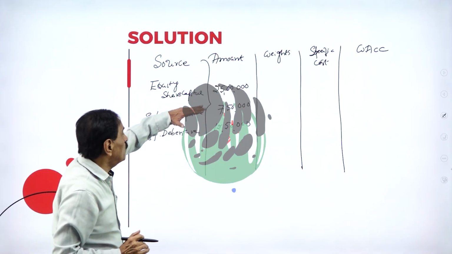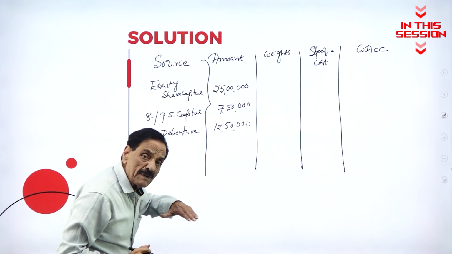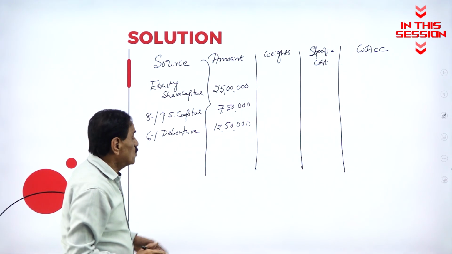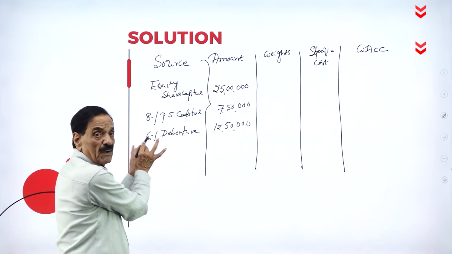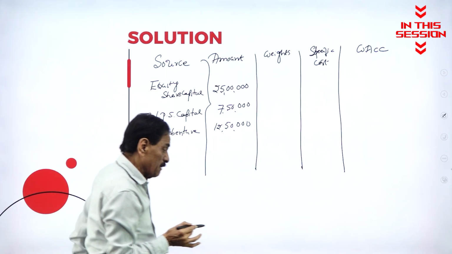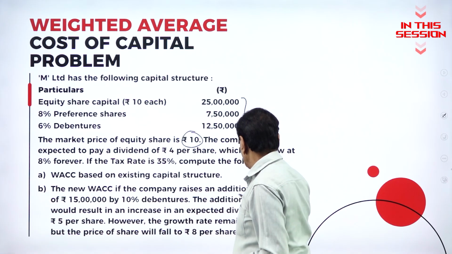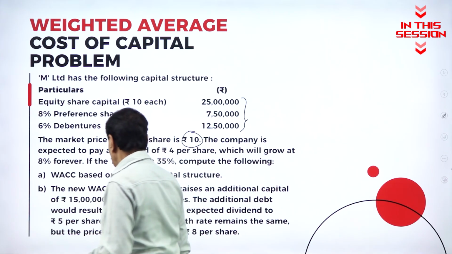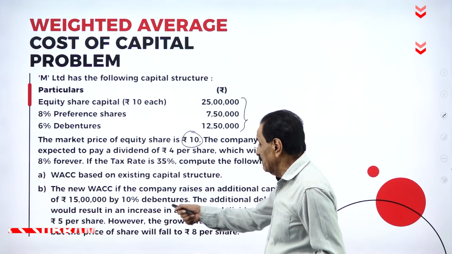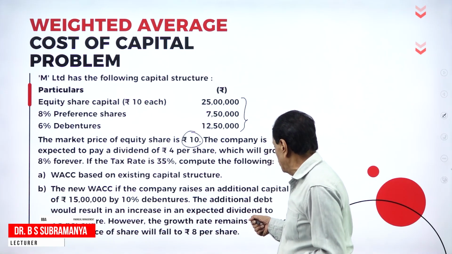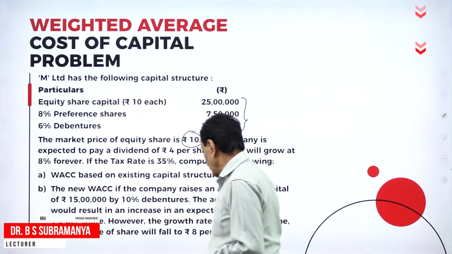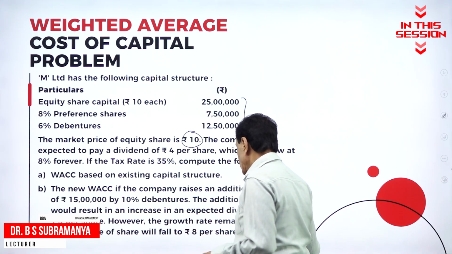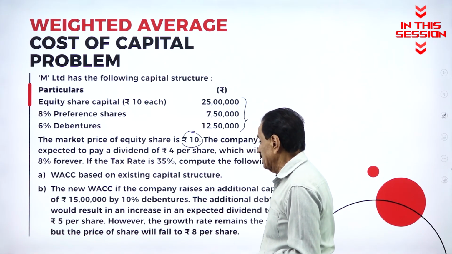First, you have to add the amount which is available in the capital structure. So 25 lakh goes in favor of equity share capital. The new weighted capital raises additional capital of 15 lakh by 10% debenture. The additional debt would result in an increase in expected dividend to rupees 5. However, the growth rate remains the same and the market price becomes 8.